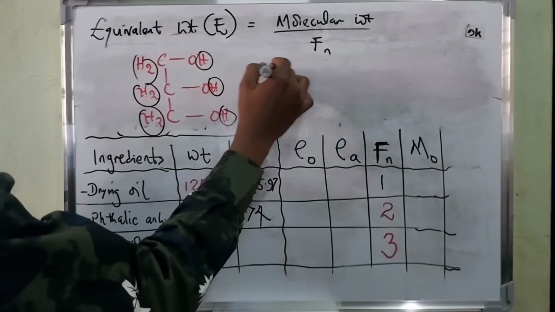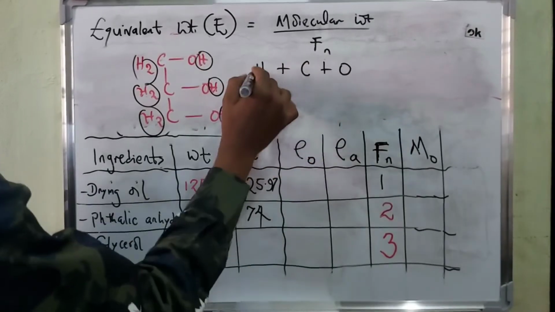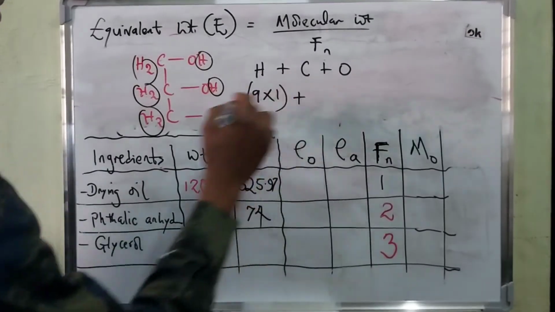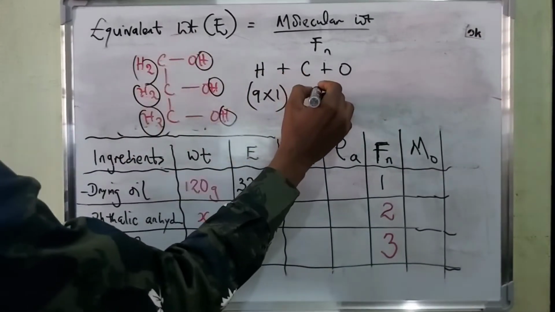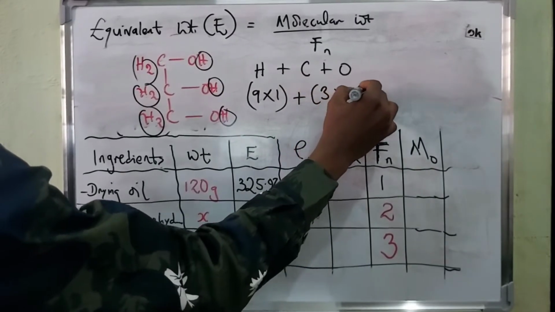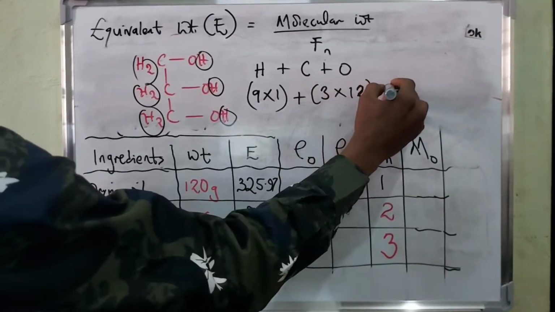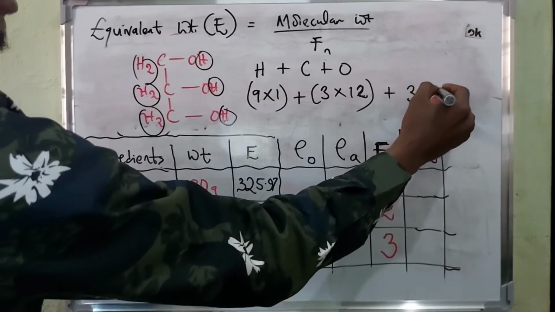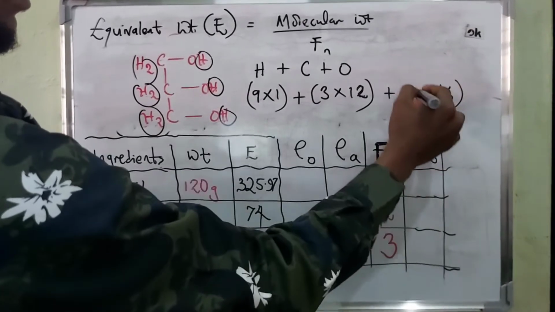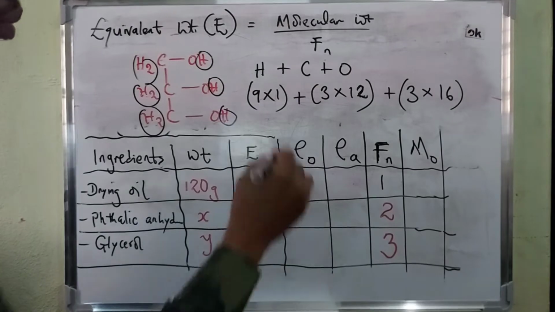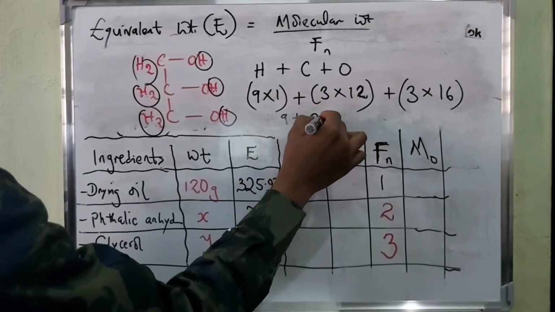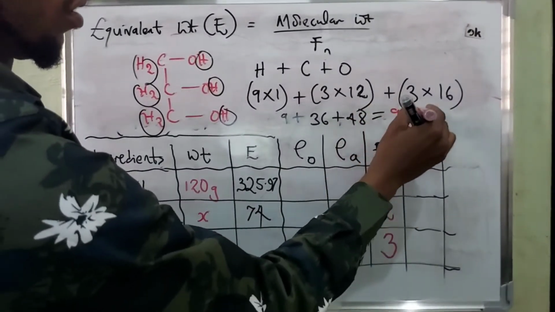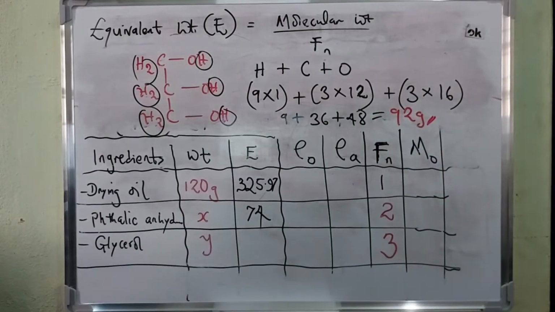Let's say hydrogen, plus we have carbon, and we have oxygen. So hydrogen, we have 9 of it, times 1, plus carbon, we have 3, which is 3 times 12, the atomic mass of carbon, plus oxygen, we have 3 also, which is 3 times 16. So we add that up, 9 times 1, and we have 92 as the molecular weight of glycerol.